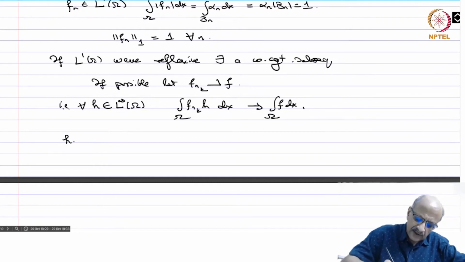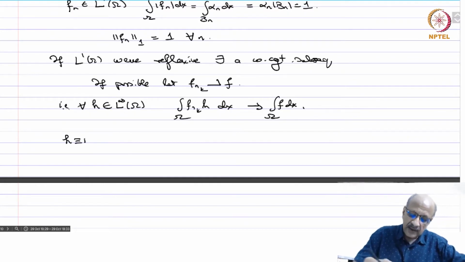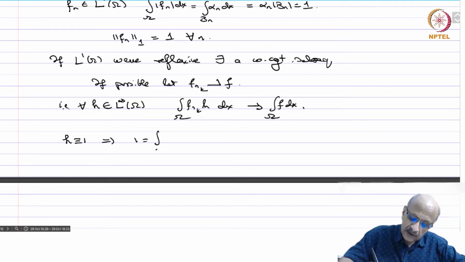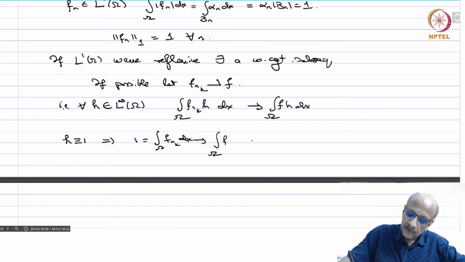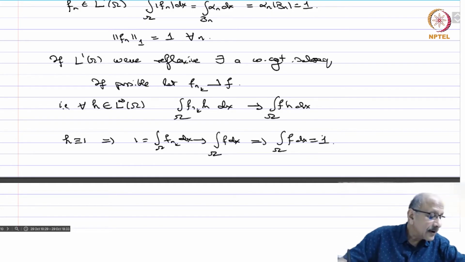So if I take h to be identically 1, this L infinity function, this means 1 equals the integral over omega of f_nk dx. This is f_nk h. This converges to the integral of f over omega. So this implies that the integral over omega of f dx is equal to 1.